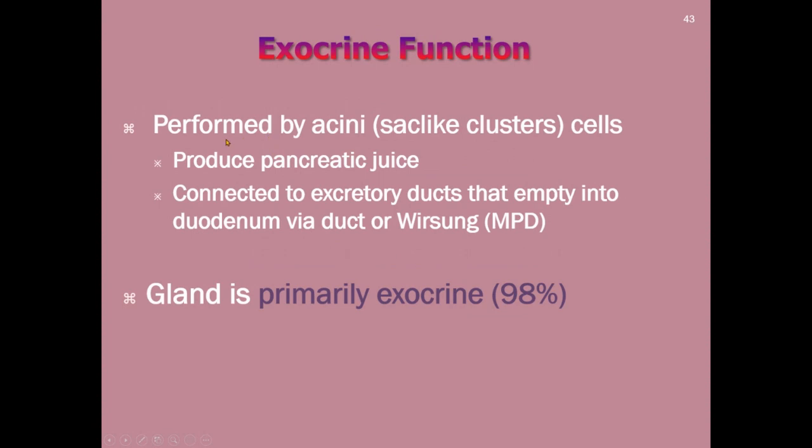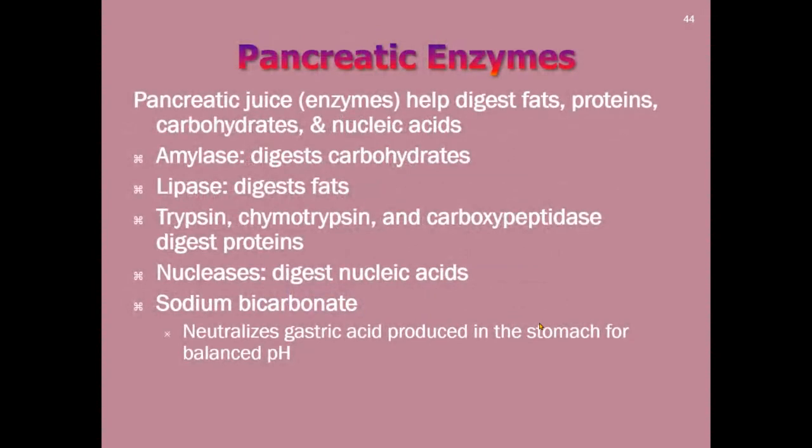So when you study this, the acini are these sac-like clusters for your exocrine function. They produce that pancreatic juice that helps with digestion. It empties through those ducts. The gland is primarily an exocrine gland. It performs the exocrine functions most often. 98% of the pancreas performs those. And this is just showing you the amylase and the lipase. Hopefully you talked about those in anatomy and physiology, but they are in the textbook because it's important. These are the labs you're going to look for that are associated with pancreatic disease.